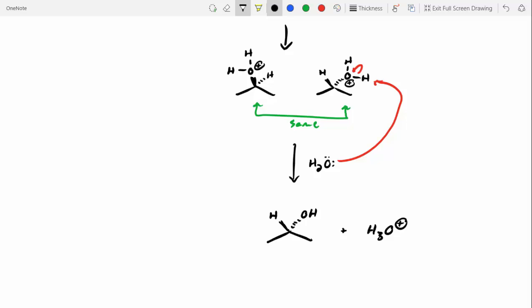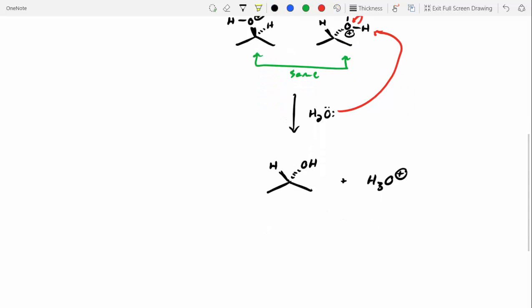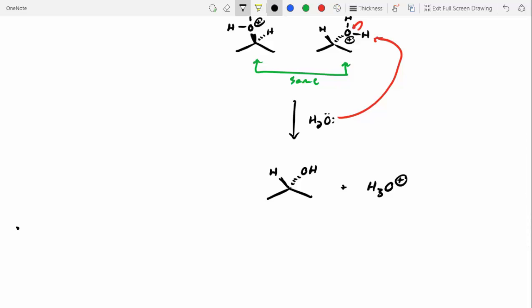So if you notice, we regenerated our hydronium in this case, which again goes to show that this reaction only needs a catalytic amount of our acid source, not a very strong acid, just a small amount of catalytic acid. So let's make a few notes on this. It's very similar to hydrohalogenation. But with alcohols.